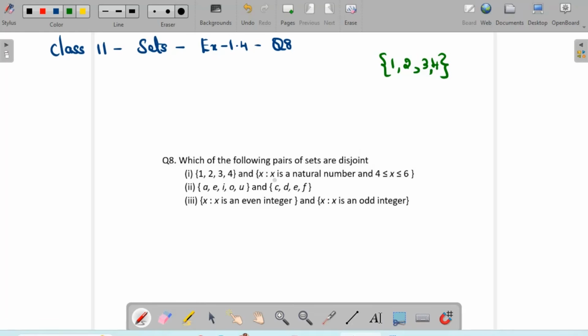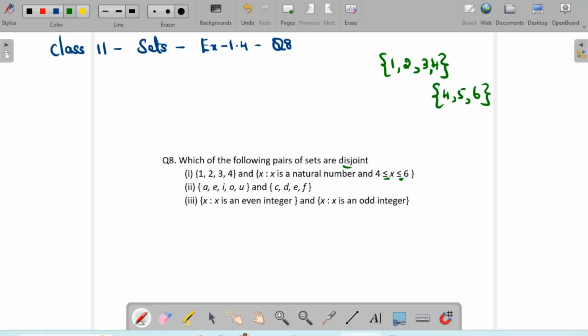It said that x is a natural number between 4 and 6. Both 4 and 6 are inclusive. So in the second case, the elements of this set are going to be 4, 5 and 6. Why? Because you have a less than or equal to symbol. So 4 and 6 are also part of these elements.